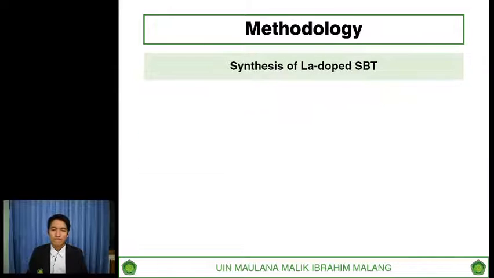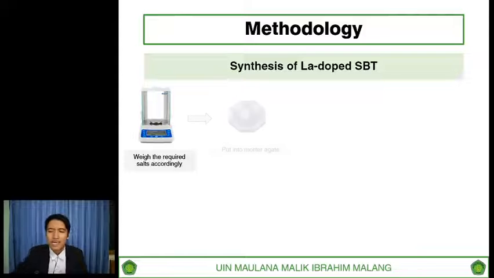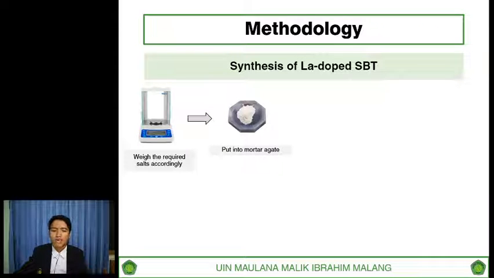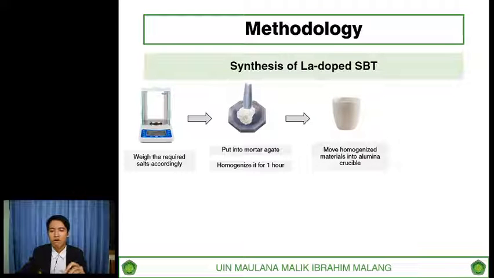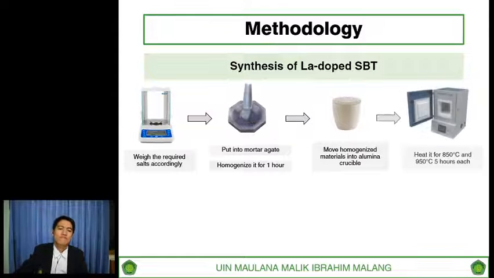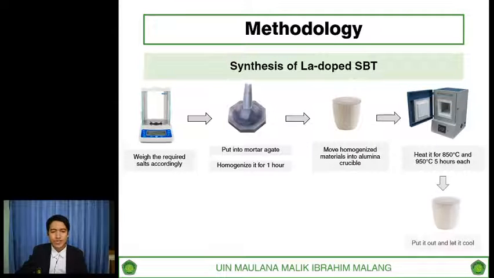750 degrees Celsius. And we continue to the synthesis of lanthanum-doped strontium bismuth titanate by weighing the required salt accordingly, then mixing it in the agate mortar with the pre-treated materials and homogenizing for 1 hour. Then we move the homogenized materials into the aluminum crucible. After that, we heat it in the furnace for 5 hours at 850 degrees Celsius and 5 more hours at 950 degrees Celsius. After that, we take it out and let it cool.